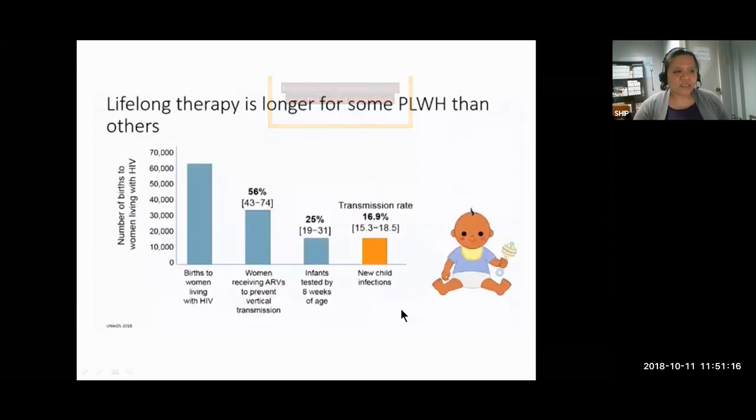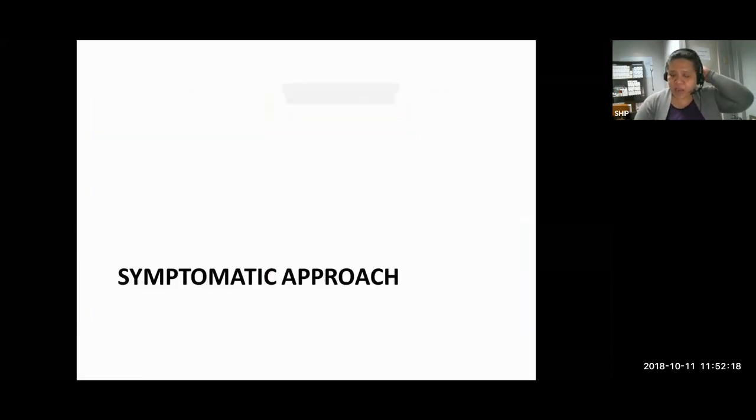As a take-home message, no, when we talk about chronic adverse reactions of medications, especially ARVs, we must remember that lifelong therapy is longer for some PLHIV than others, especially those who were diagnosed at an early age. So think about the kids who were actually born with HIV. They have been taking meds for their whole life. So we should think of yung mga effects ng gamot sa kanila kasi more exposed sila. So that ends my lecture today.